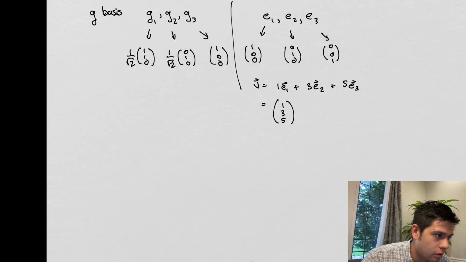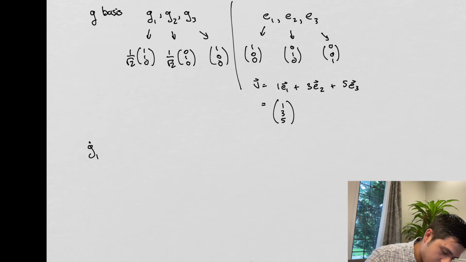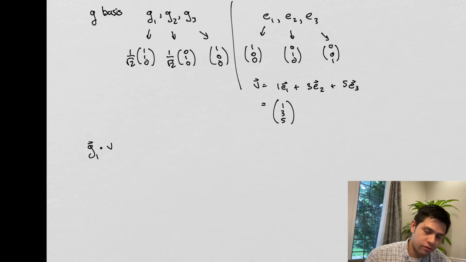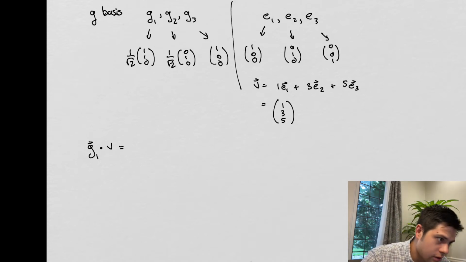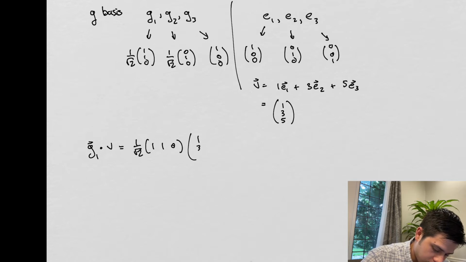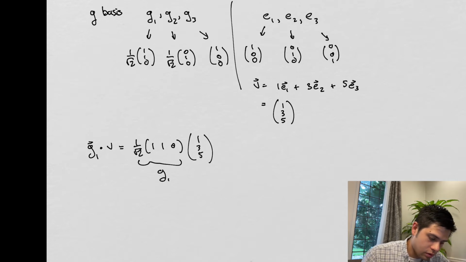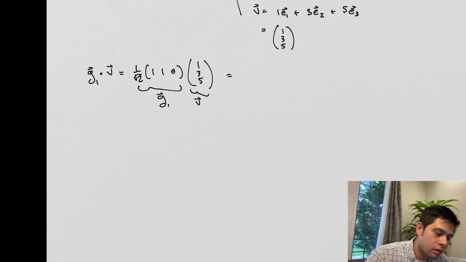That's the point here. What we can do is G1 dotted with V, right? So we take the dot product of V with the other basis vector. The way we do that is by doing 1 over root 2 times 1, 1, 0 times 1, 3, 5, where this is G1. So here's our V, here's our G1. These are vectors. Well, this is going to equal 4 over root 2. You can do this multiplication. It's not terribly difficult.